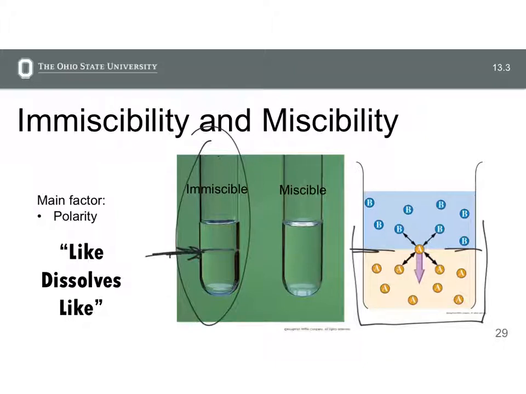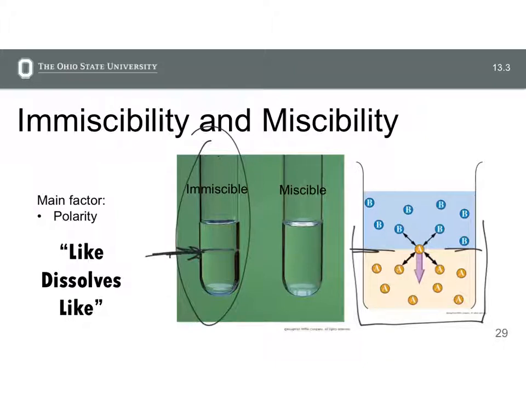So the density will tell you which solution will be on top of the other. But the "like dissolves like" moniker, or polarity and intermolecular attractions, are going to tell you whether they will mix. Like dissolves like is something you're going to have to think about a lot when you're working on your homework and thinking about whether things will mix.